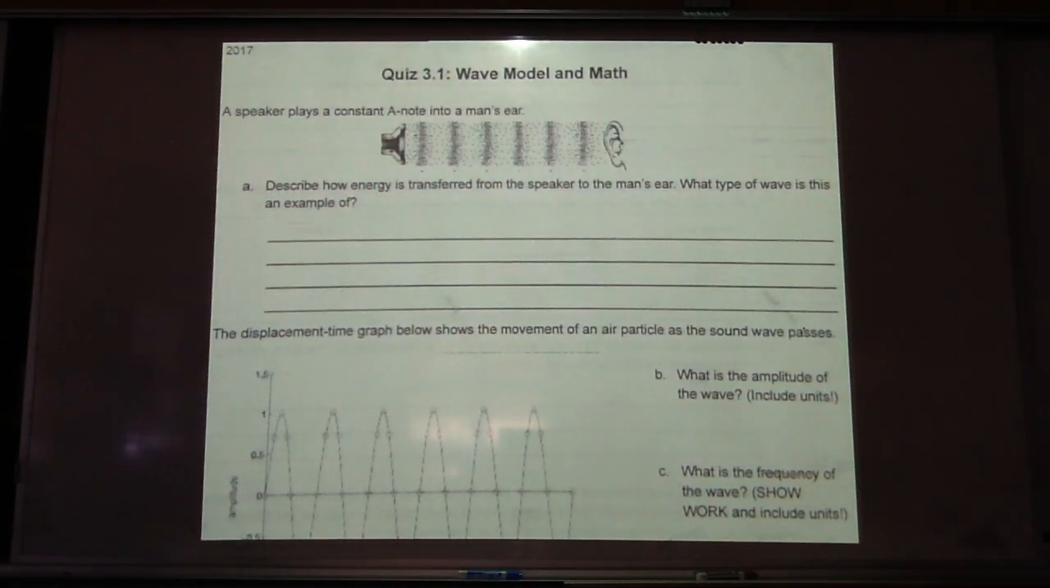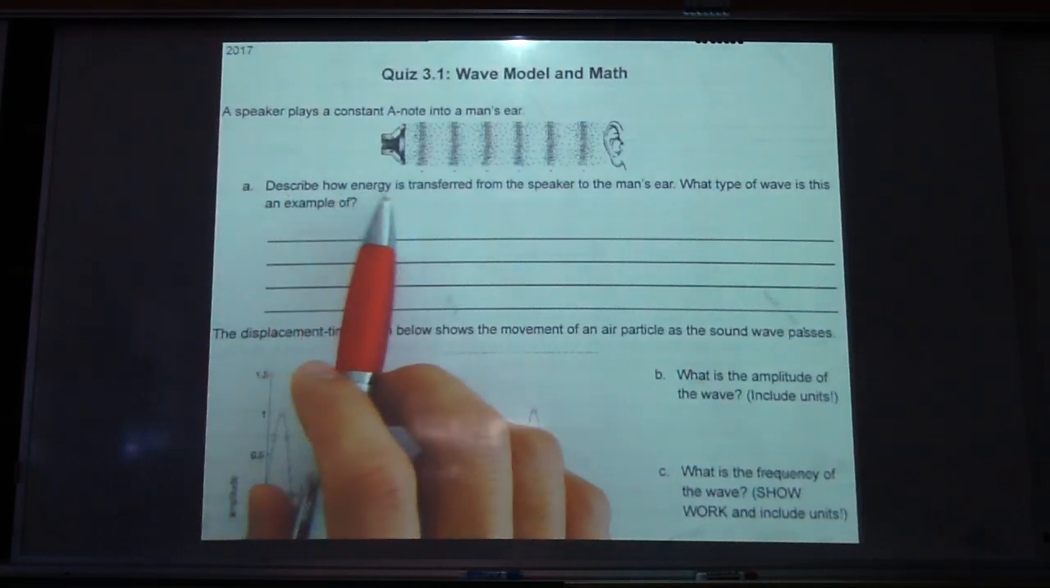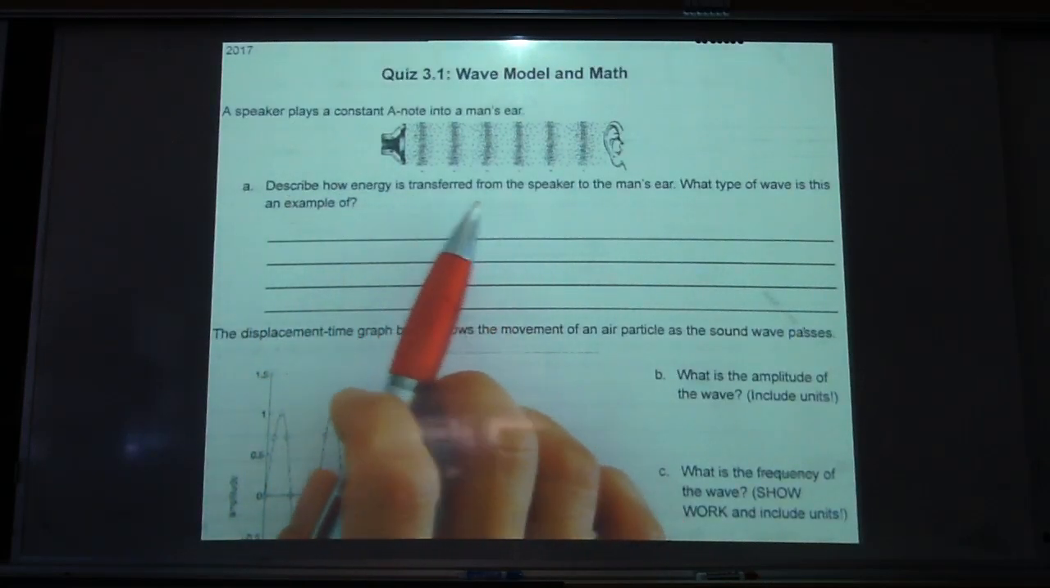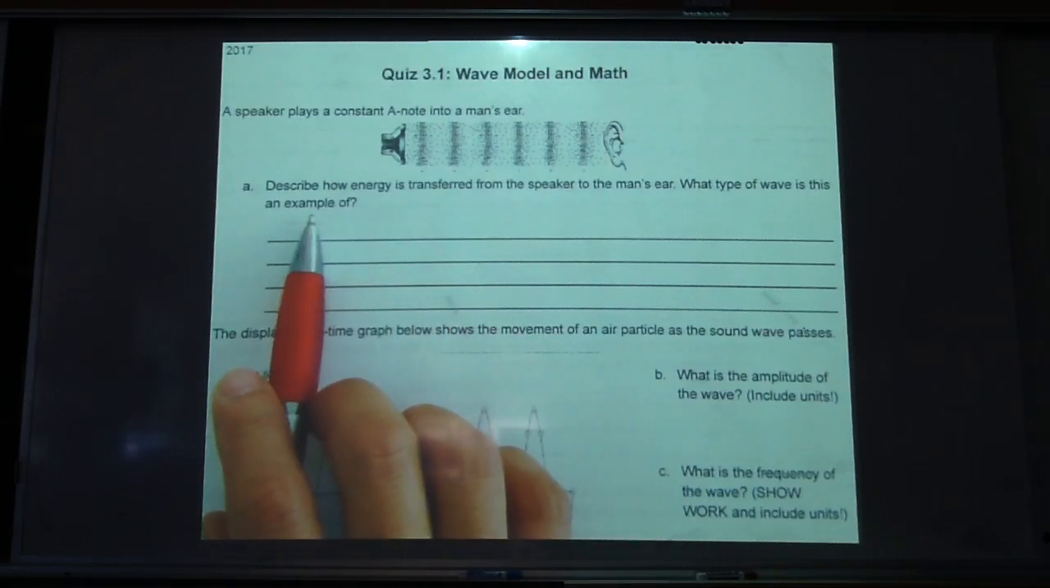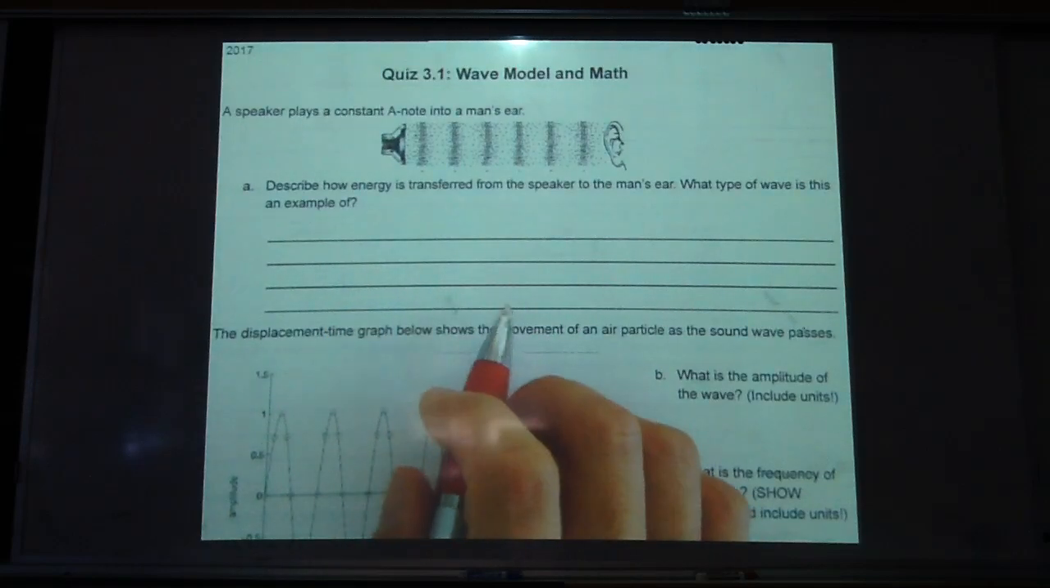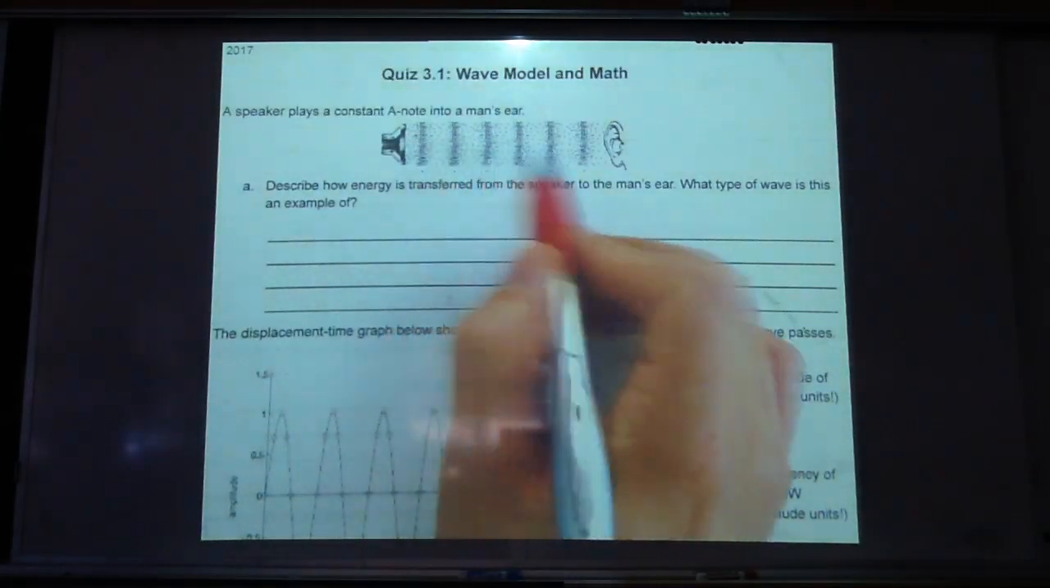Okay, so for number 1 of the quiz, you're asked to describe how energy is transferred from the speaker to the man's ear and what type of wave this is an example of. Okay, so before we go on to answer that question, let's just make sure we understand what's going on here.